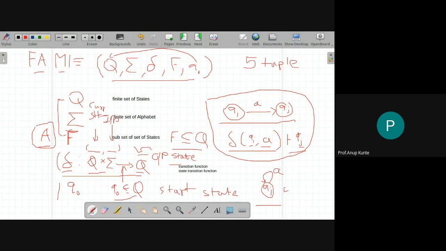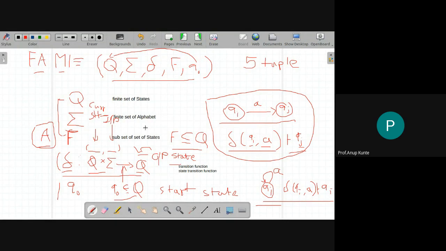And using mathematical representation or set theory representation, I can say this to be, so if I was in Qi and I saw an input A, I still remain in Qi. Okay, so this is how you can represent transient behavior of your device.